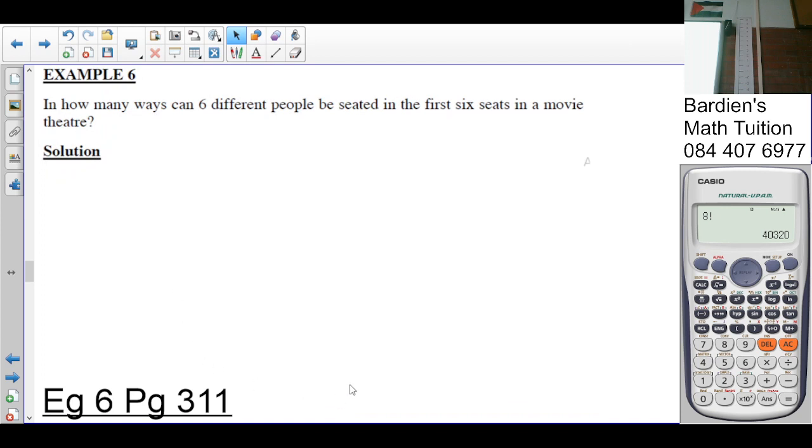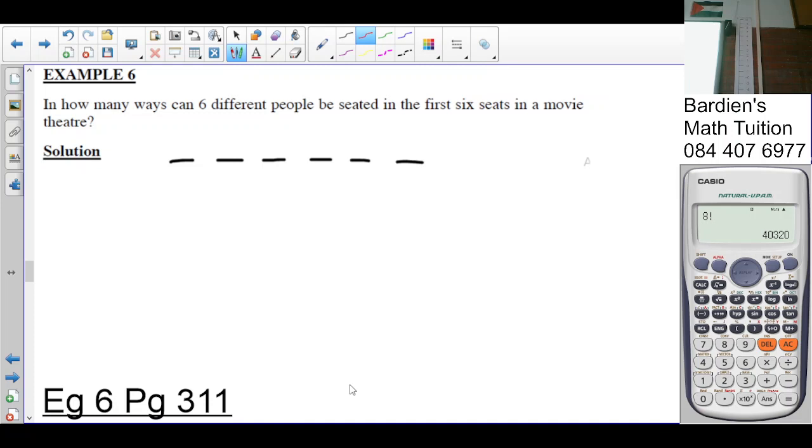In how many ways can 6 different people be seated in the first 6 seats in a movie theater? So, how many bits are we going to have? 6. Okay. At any time when you feel that you want to do the sum, which is encouraged, just pause the video, you do the sum and you carry on watching. Okay. So, there are 6 different people seated in 6 seats.